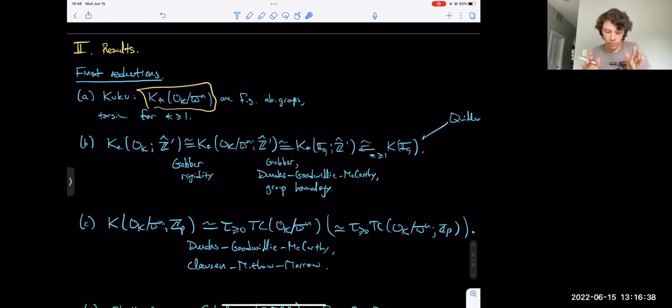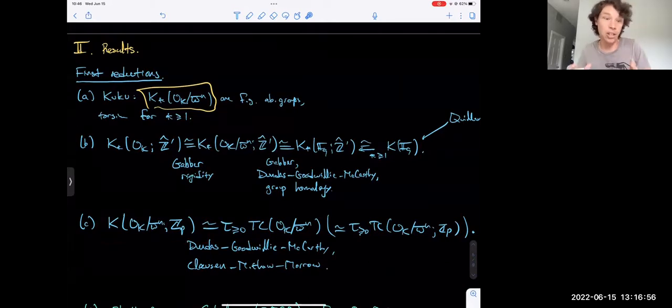So to sum up, if we're interested in the prime-to-p part of the K-theory of OK or of OK mod pi to the n, that's already computed by Quillen. So what we're really interested in is the K-theory with p-adic integer coefficients, so the p-completion of the K groups. That's where the action is for this problem.